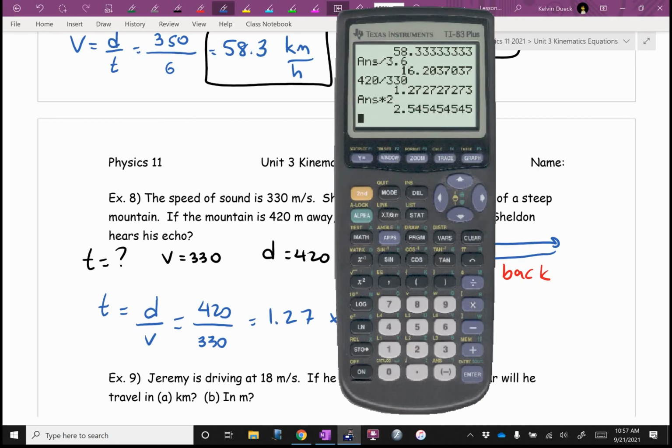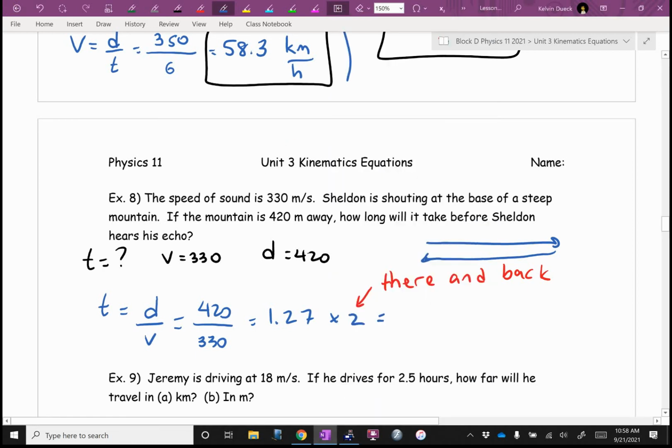I get 2.5. Is that 4 going to stay a 4 or become a 5? Oh, by the way, I used my answer button. I did not go 1.27 times 2. Why would I do that when I have it sitting on my calculator and can just use my answer button? So I went answer button times 2. When I do that, I get 2.55, not 2.54.